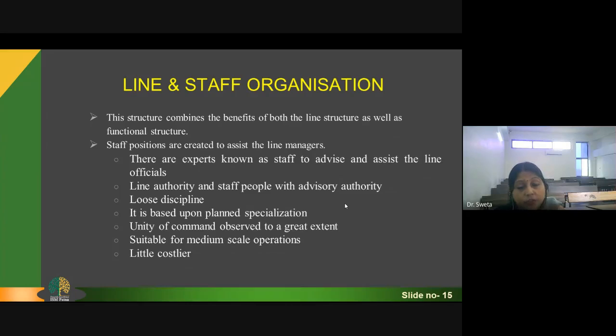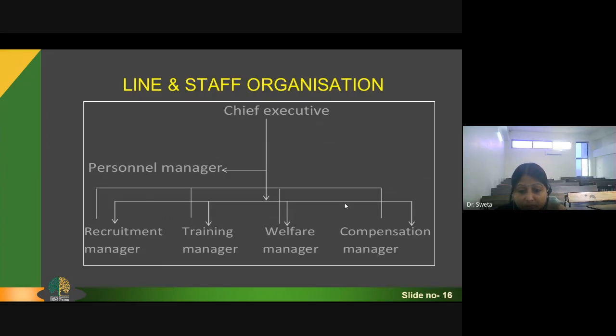It means the line manager will have the authority to take the decision, whereas the staff people will have advisory authority only. Discipline can be seen, and it is based upon specialization. Unity of command, again, can be observed in this form of organization to a great extent, and it is suitable for medium scale operations. It is a little bit costlier than line organization, but less costly than functional. This is the structure we can see in line and staff.